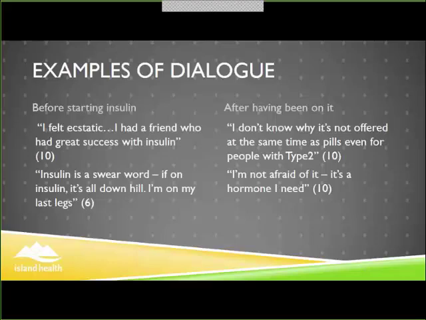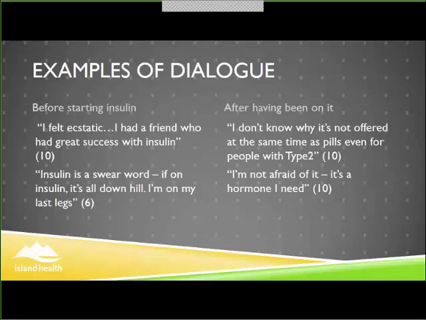And then afterwards, I don't know why it's not offered to people at the same time as pills, even with type 2. And actually, they've done studies on that. They've done a trial called the Origin trial that looked at insulin initiation early on. They didn't need to stay on insulin. It actually put people into remission. So sometimes that's an argument to help people understand that you can use it up front. But it's not always the best treatment up front, because we're dealing with insulin resistance too, and you don't just want to add insulin to everything. But for some it is appropriate.